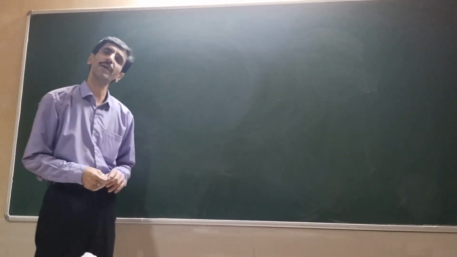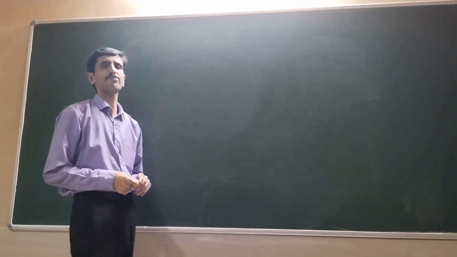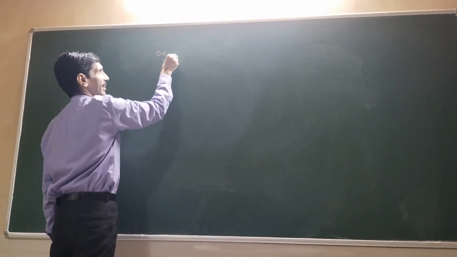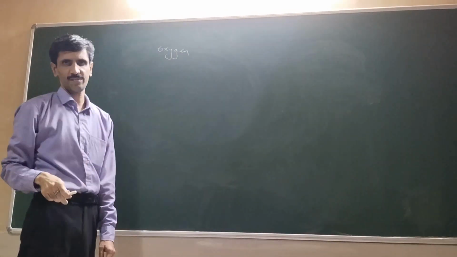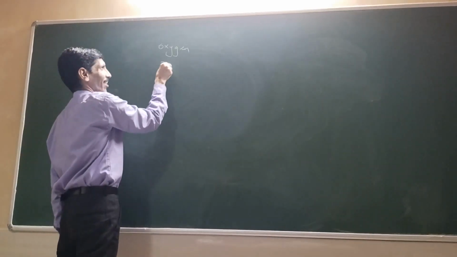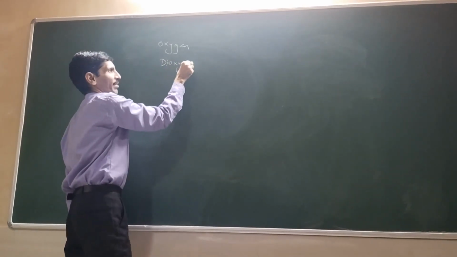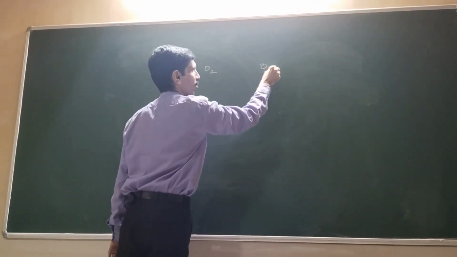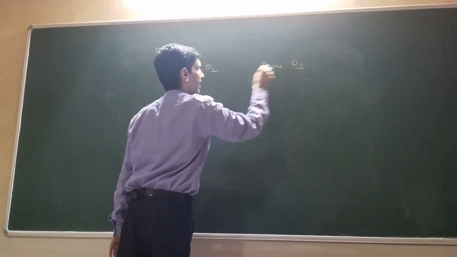So my dear friends, with respect to allotropy, you go for the first element, and that is oxygen. Now when you talk about oxygen, it exists in two forms. The first one we call dioxygen, which is obviously O2, and the next one is ozone, which is O3.